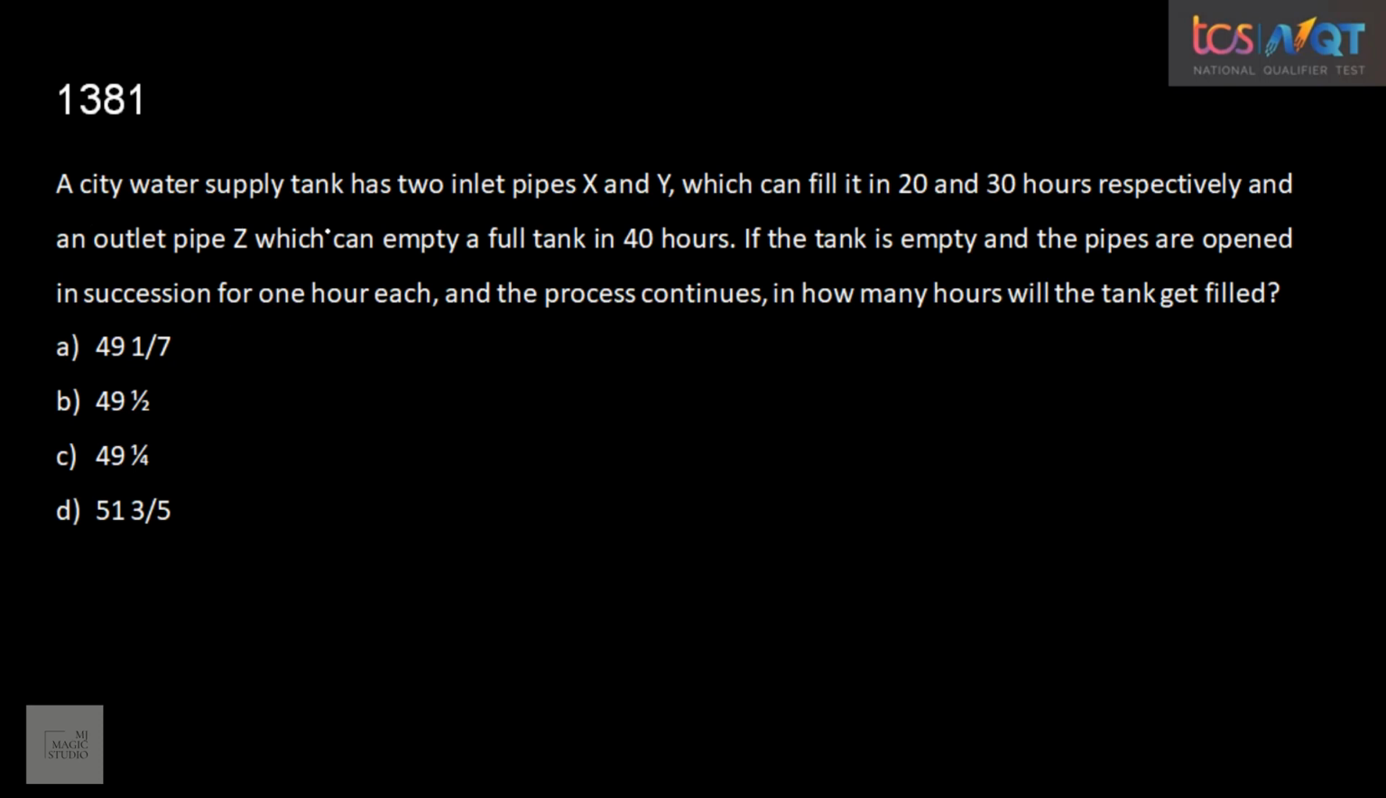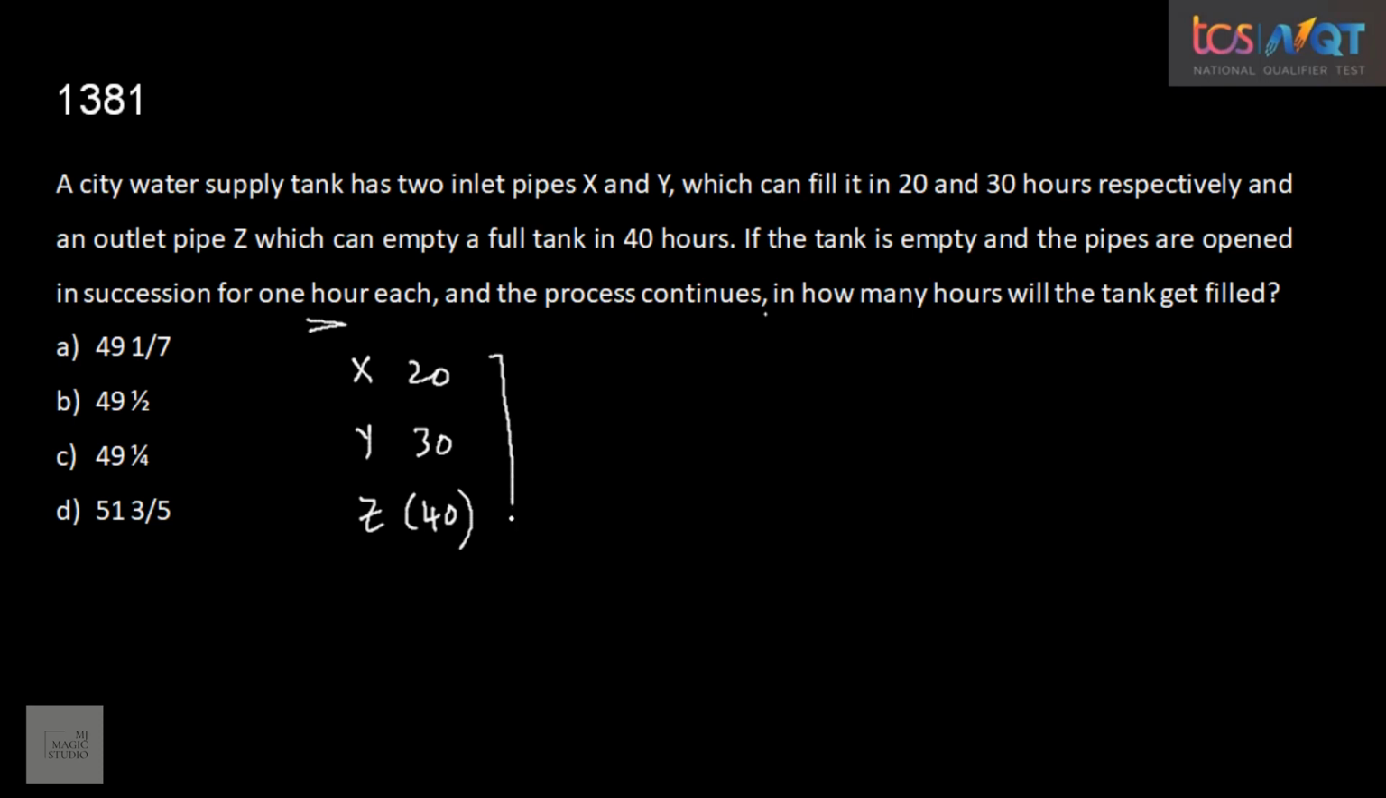A city water supply tank has two inlet pipes X and Y, which will fill it in 20 and 30 hours respectively, and an outlet pipe Z which can empty the full tank in 40 hours. If the tank is empty and the pipes are opened in succession for 1 hour each and the process continues, in how many hours will the tank get filled?